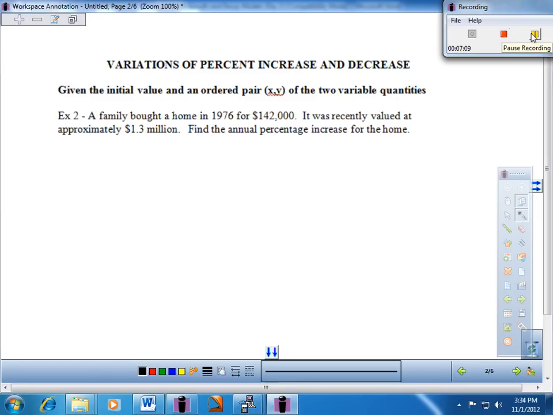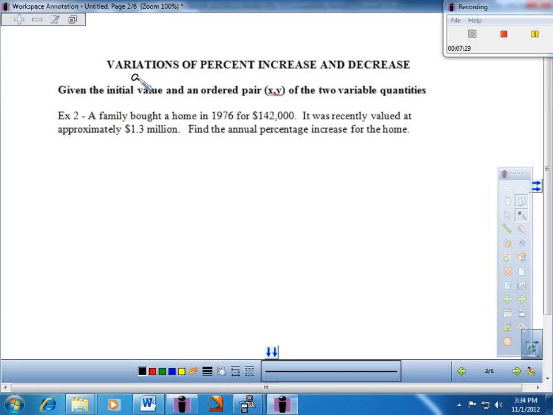Okay, so back at it here. Variations of percent increase and decrease. So this is the one that probably happens most frequently. And we've actually seen this before. So it says, given the initial value and an ordered pair (x, y) of the two variable quantities. Just on your paper, when we talk about the initial value, we are talking about little a. So in y equals a times b to the x, we're given the starting value, and then we're given some ordered pair relating the two variable quantities at some point. And the thing that we're going to solve for, of course, would be the b value, the growth rate or the decay rate.